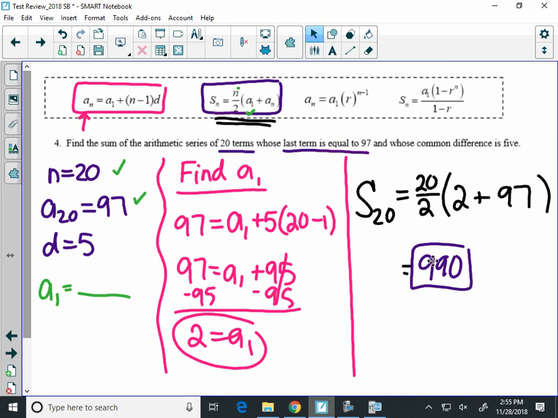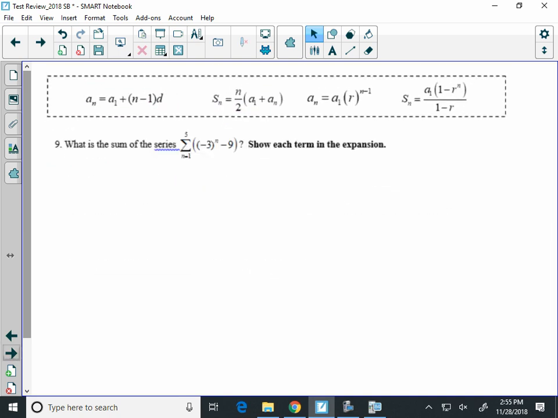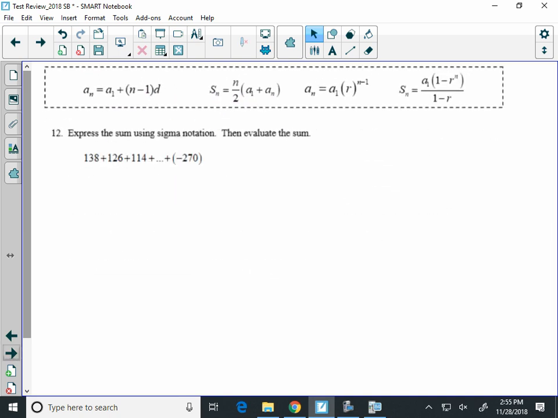So we had to make sure that you identified the correct piece of information to find the first term so that you could find the sum. All right, the next problem I want to do is all the way to number 12. So we're going to skip ahead here, and we're going to talk about sigma notation. We did this today in class, but I want to make sure that we understand it.